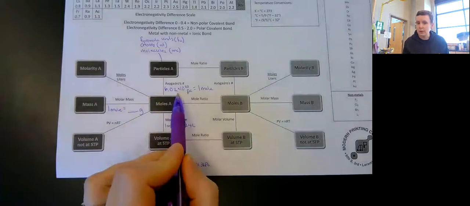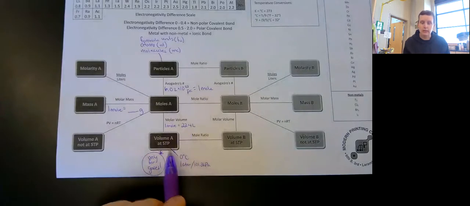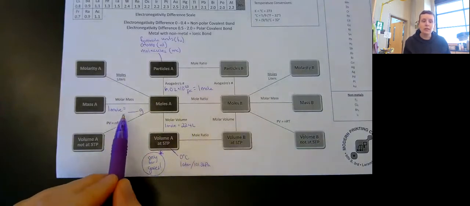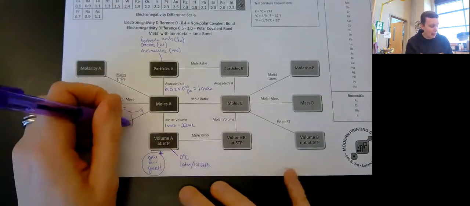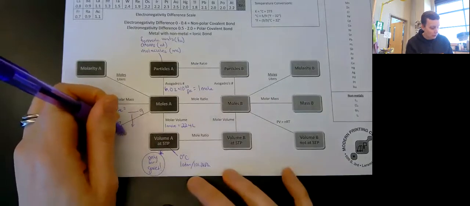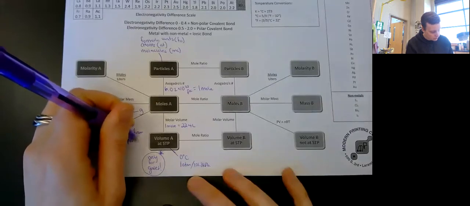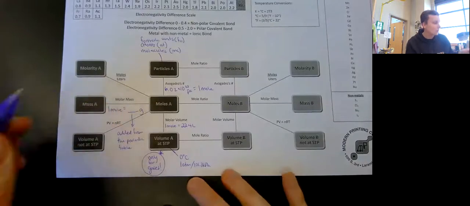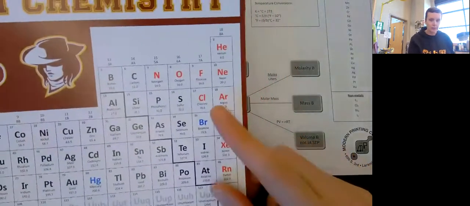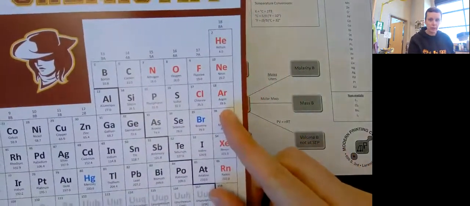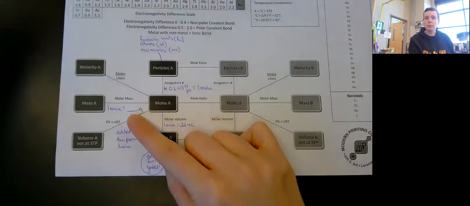1 mole is always this number of particles. 1 mole of a gas will always be this volume at STP. But 1 mole of a substance has a unique molar mass. It depends on what the substance is made of, and we have to add that number up from the periodic table. So if I'm just talking about 1 mole of argon, argon's a noble gas right here. I just look at the periodic table and I see 39.9 right there. That means that 1 mole of argon equals 39.9 grams of argon.